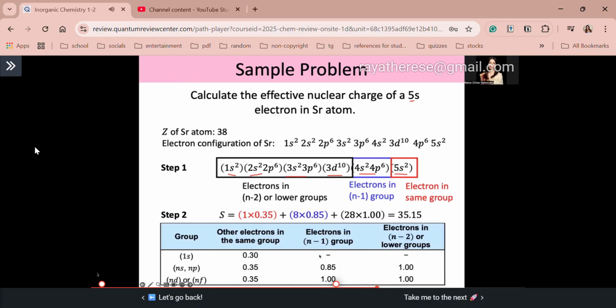Yeah, for your reference, guys, okay? Tama, diba? 0.35 for the same group. Here, 0.85 for n-1 group. And 1, yung contribution ng electrons in n-2 or lower groups.